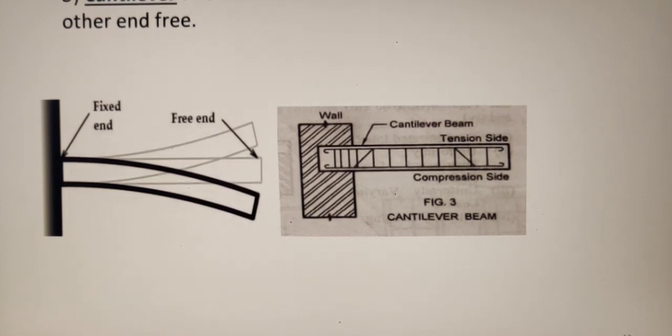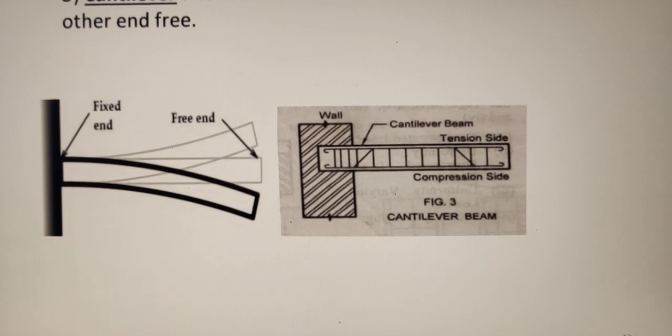So the first beam we have discussed is the simply supported beam. It is a statically determinate beam. The second one is the fixed beam. It is a statically indeterminate beam. So you are not analyzing a fixed beam in engineering mechanics. Now the third one is a cantilever beam.